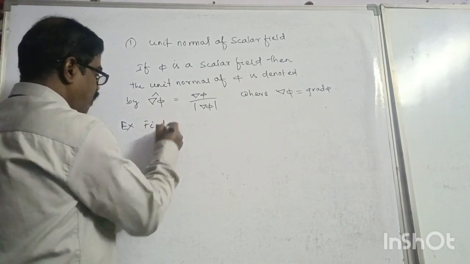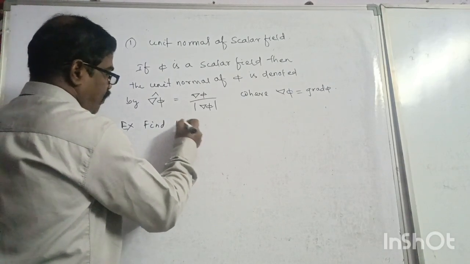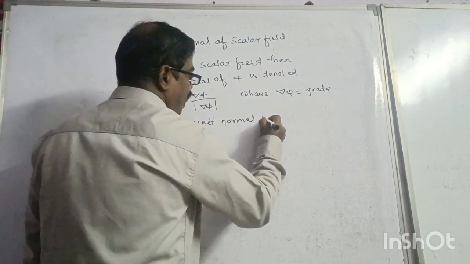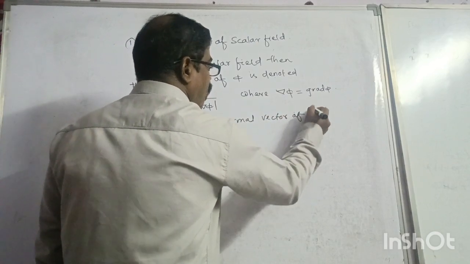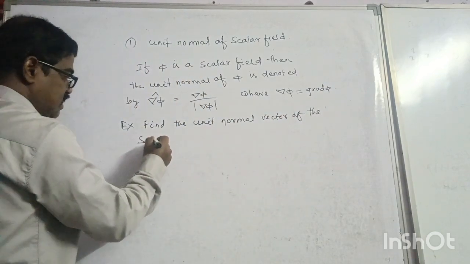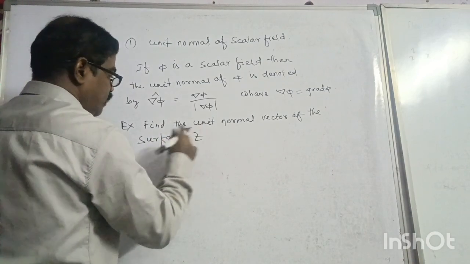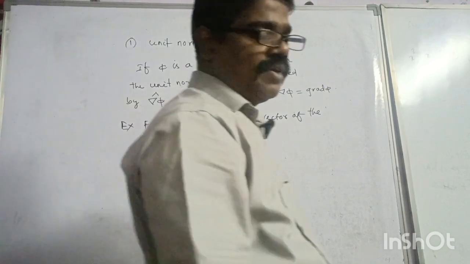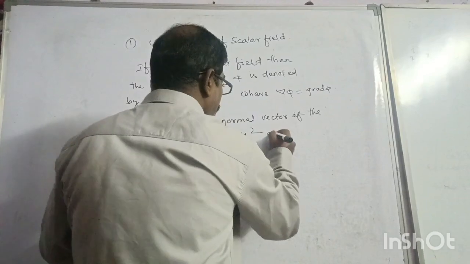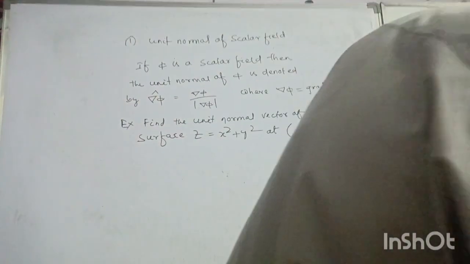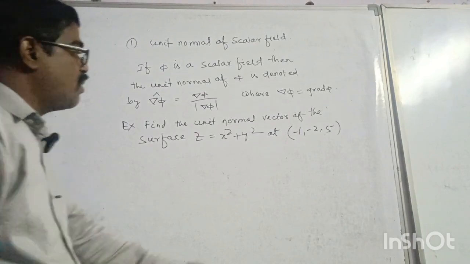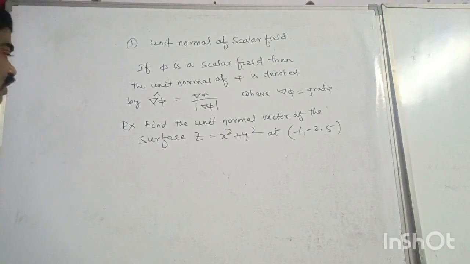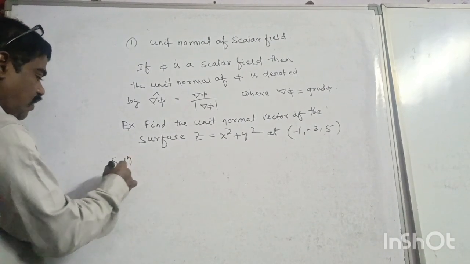Find the unit normal vector of the surface z = x² + y² - 1 at (-1, -2, 5), right? Okay, fine. Solution.